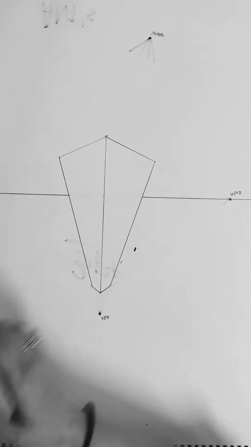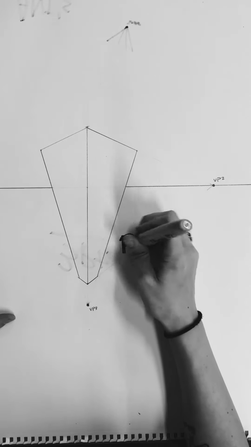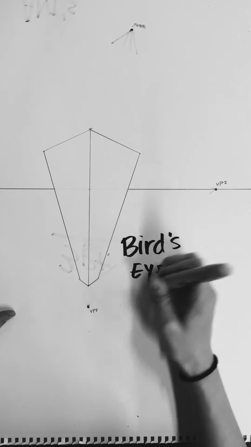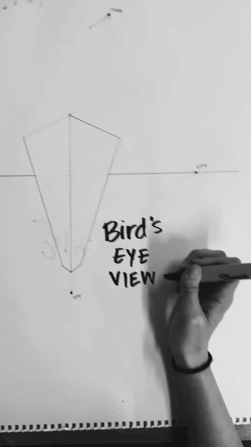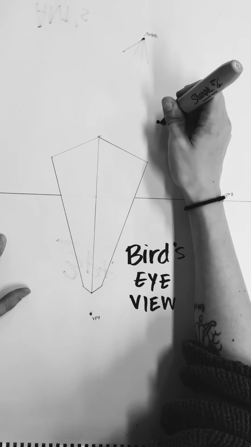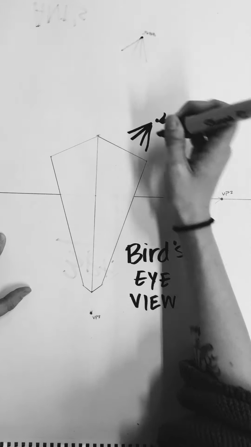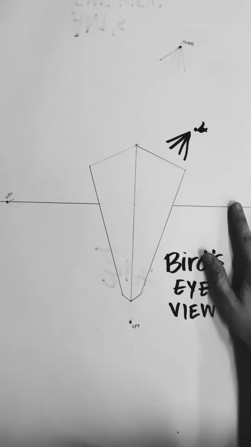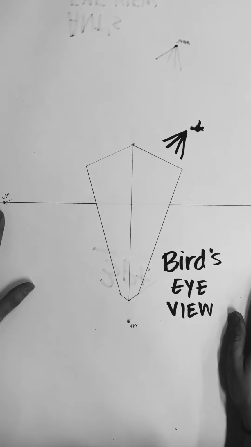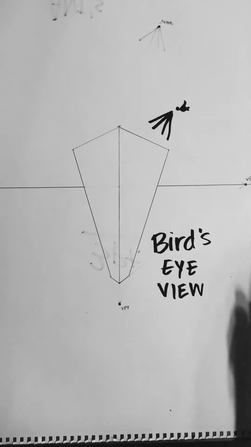All right, so now I have bird's eye view. I have our little bird up here. It's flying around, looking down. And then we have the left and right side of the building. All right. So that is 3-point perspective. There we go.